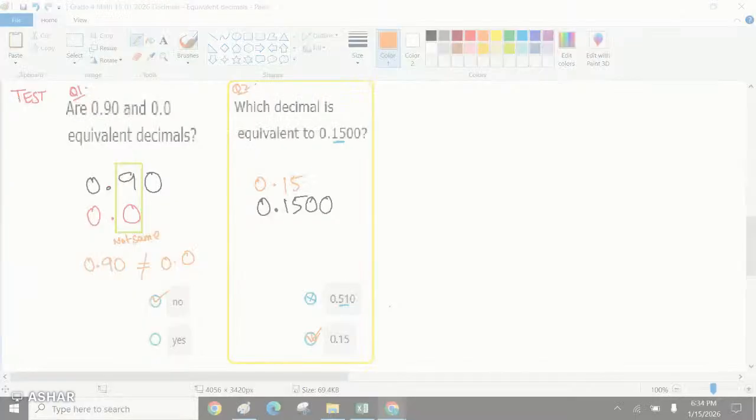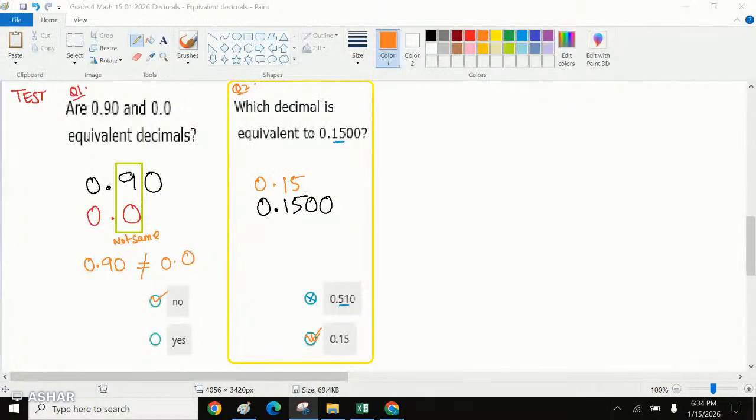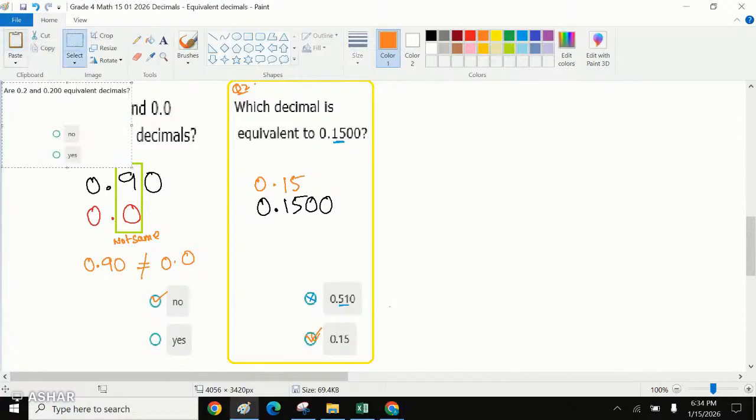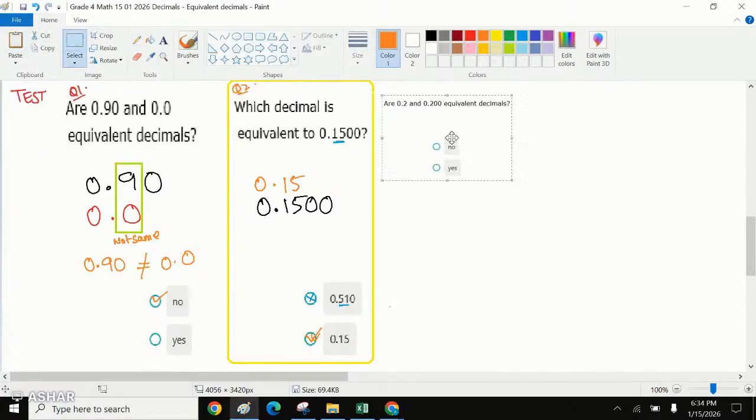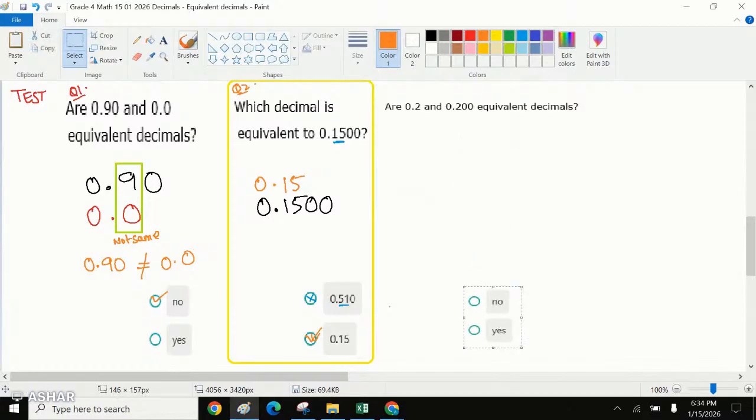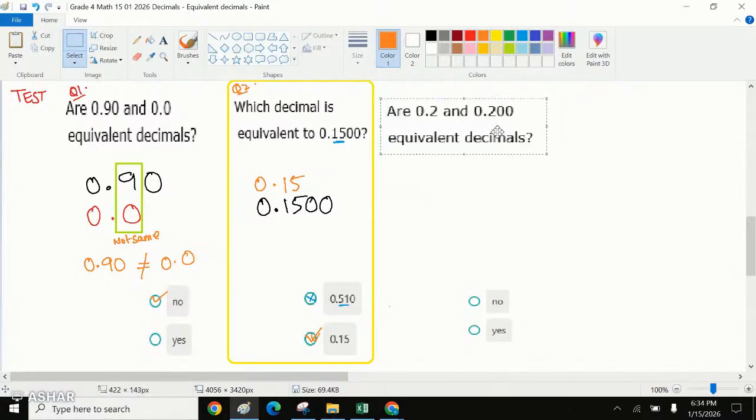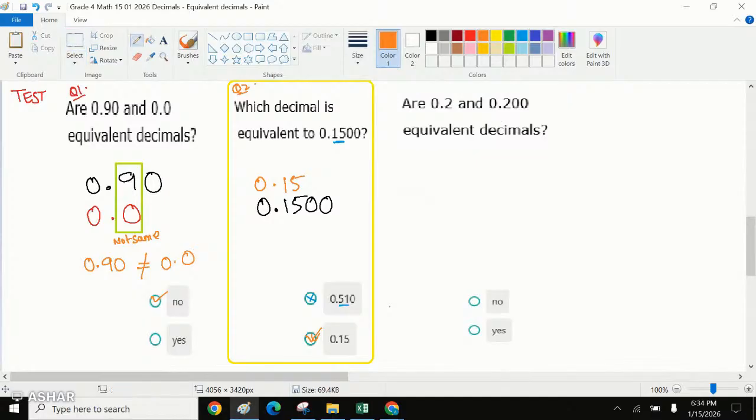We need to see if these two decimal numbers are equivalent or not, right? The next question given to us is this, and it's a simple yes or no. They're saying just find whether these numbers are equivalent or not. For question number 3, they're asking us if this number is equivalent to this. Yes or no?